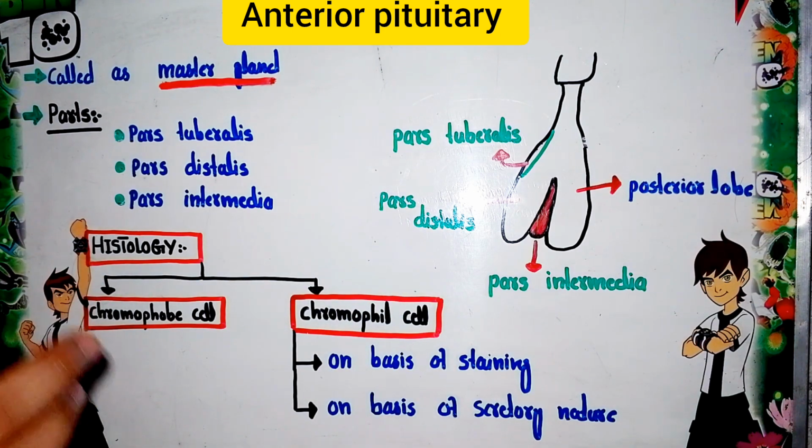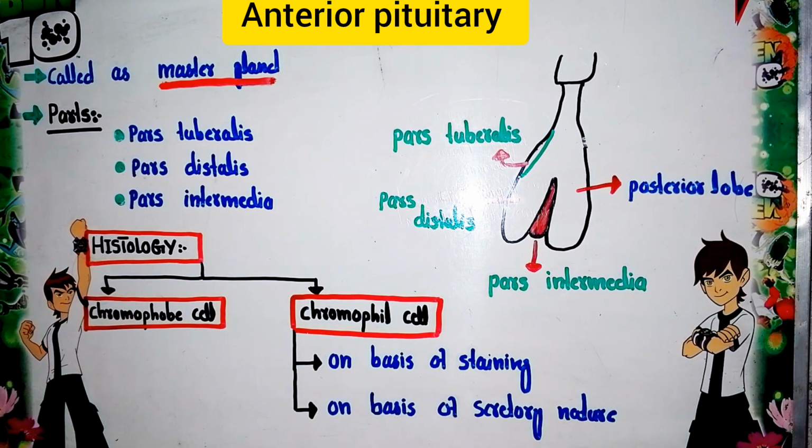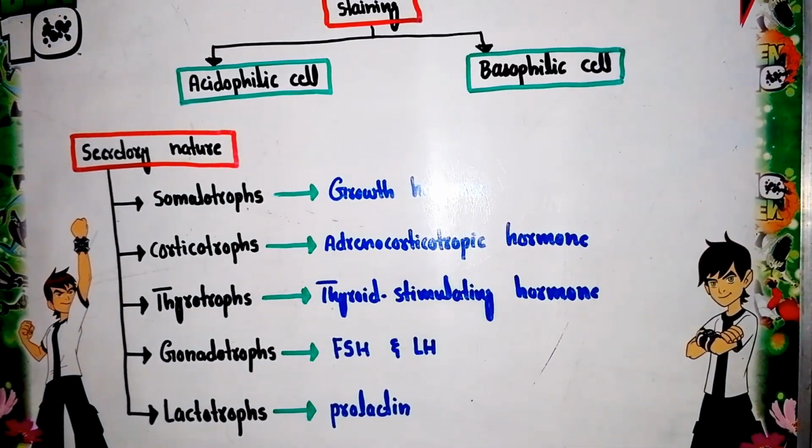Now we will see the classification of chromophil cells on the basis of the staining. So the first classification of the chromophil cells is on the basis of the staining.